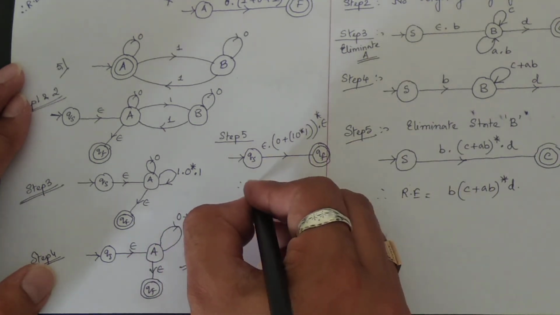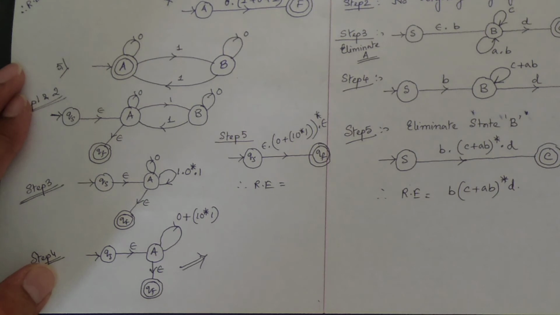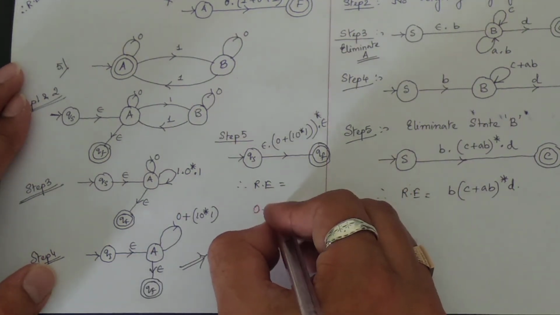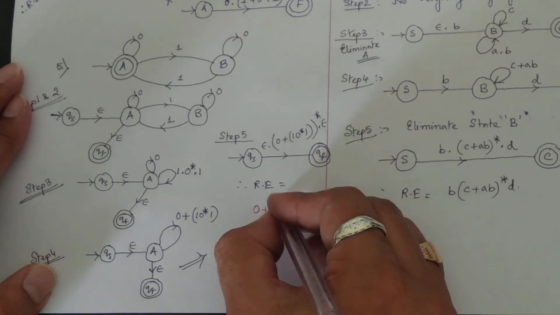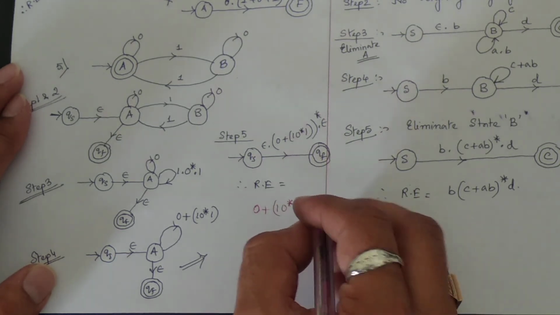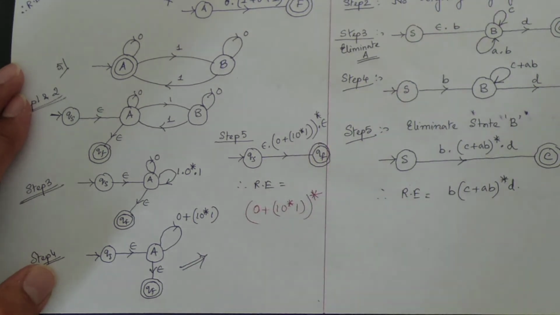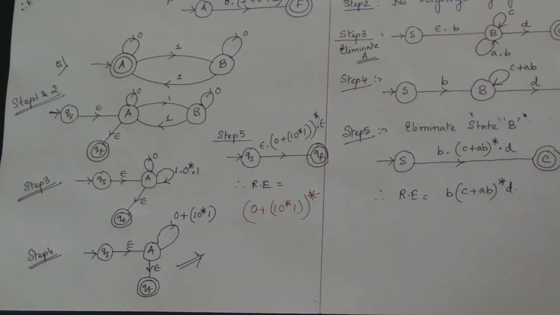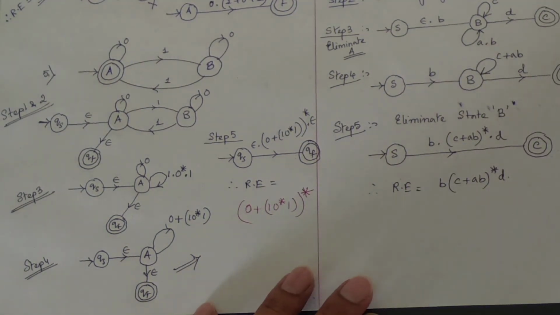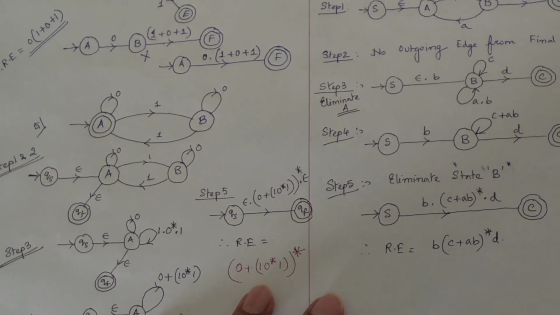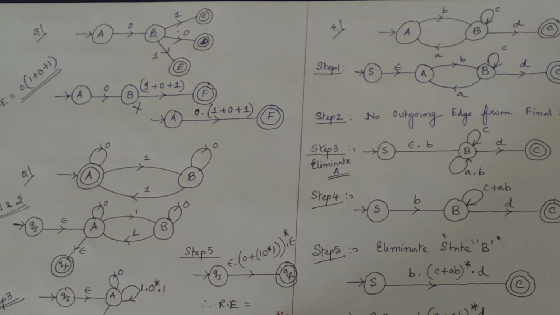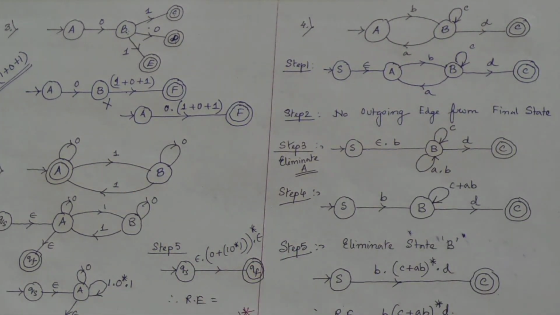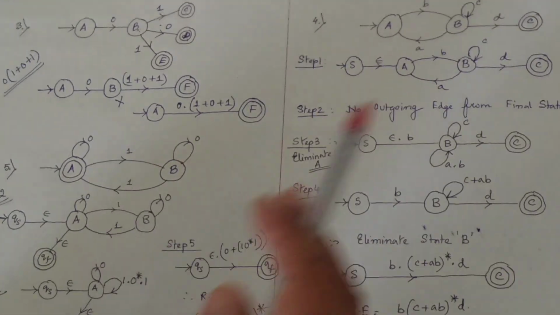Therefore, the final regular expression will be what? The final regular expression will be (0 plus 1 0 star 1), which is already a self loop, correct? And whole to the power star. So this is the final answer that I have got after converting this particular automata. So I think this is clear to everyone, where we have learned 2 more examples of different scenarios where we have converted a finite automata into a regular expression. These examples are enough to understand the concept.